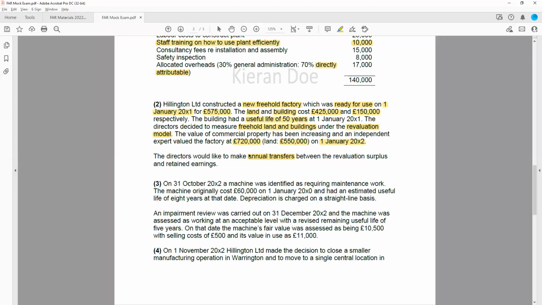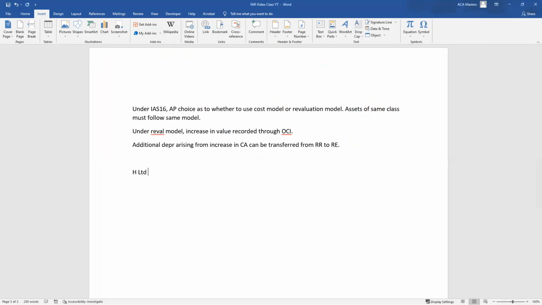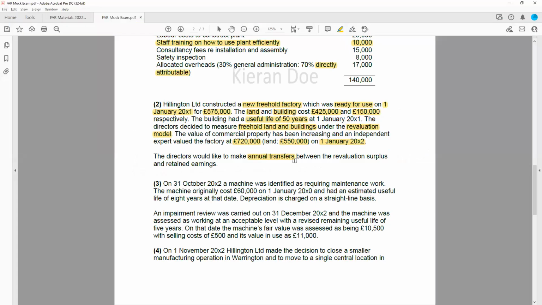So, they want to use a revaluation model. It's always good to briefly mention the company name. I guess that keeps it quite relevant as well. So rather than saying the company, we could say H Limited can use a revaluation model provided all other freehold land and buildings follow the same model. So we can see here that this all looks fine. We're not told anything more about that.